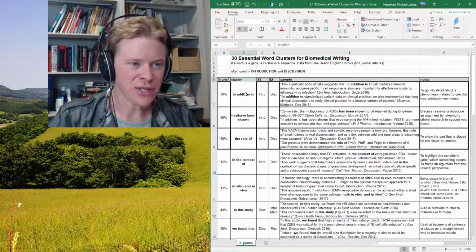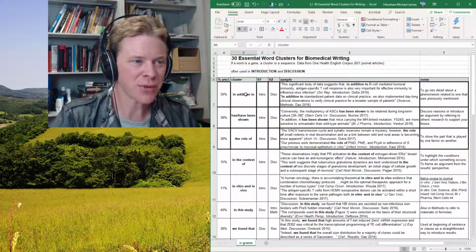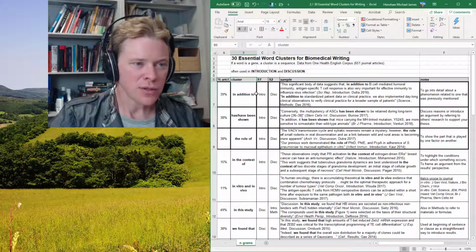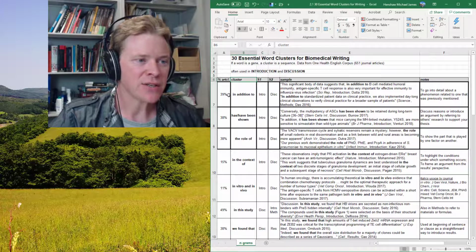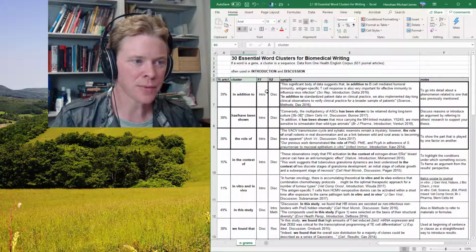Addition is an interesting word on its own, but it's just a gene. It's just a single thing. It doesn't do anything interesting by itself. It needs helpers. So I've organized this list into, first of all, those that are used in the introduction and discussion. These words are highly correlated to these sections of a journal article.